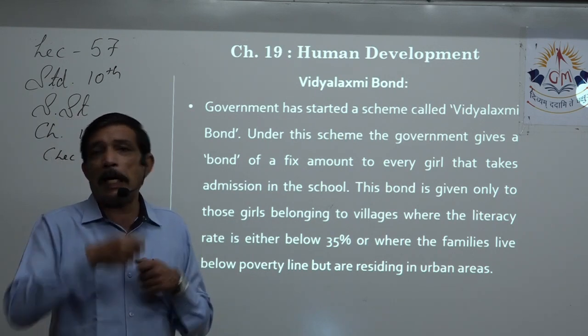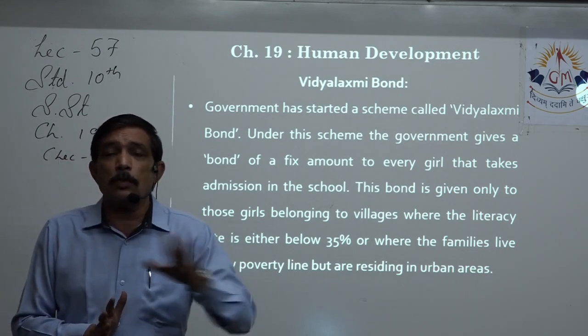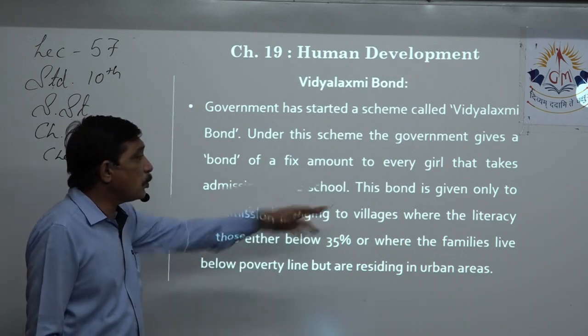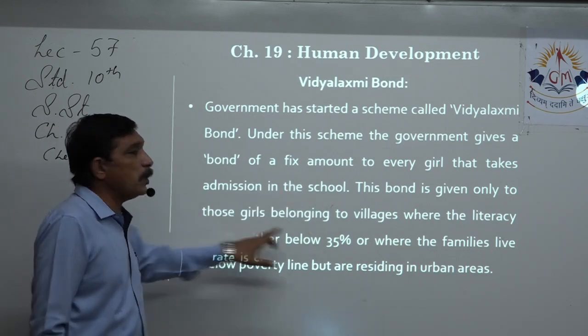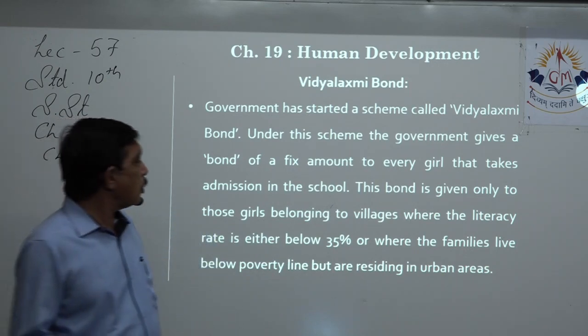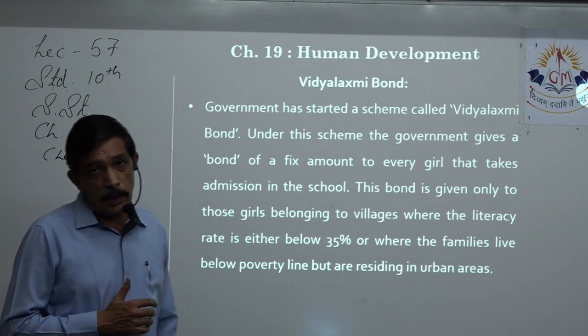No money is given in hand, but there is a bond that you will send your girl child to school. Now how does that bond work? This bond is given only to those girls belonging to villages where the literacy rate is below 35%, or the families live below the poverty line but are residing in urban areas.